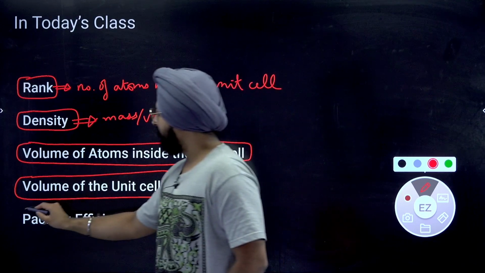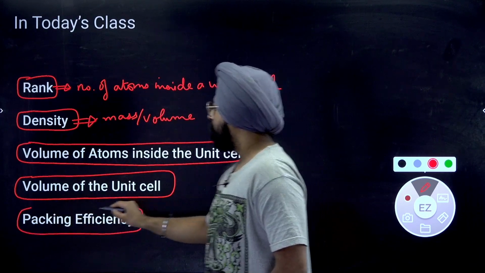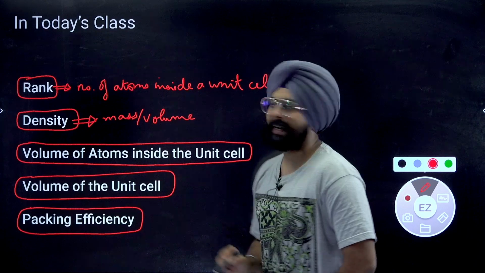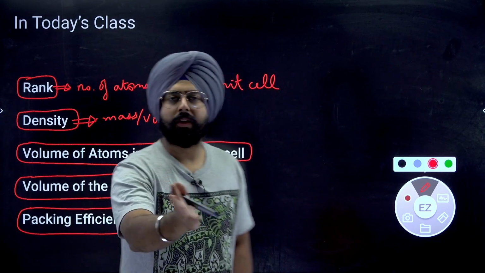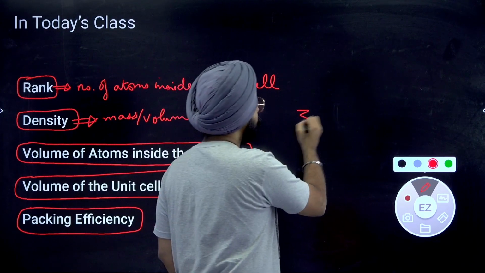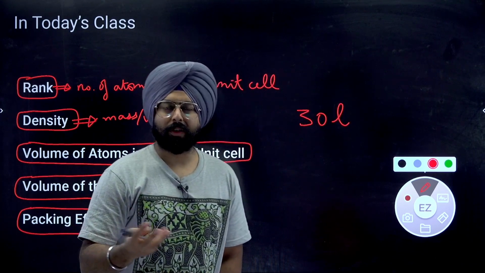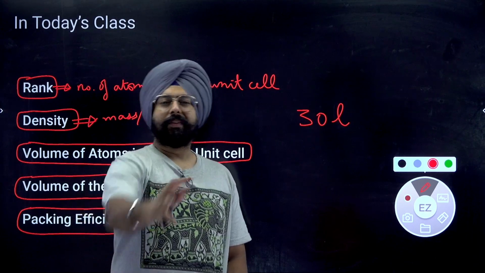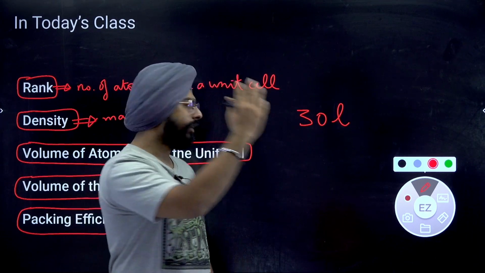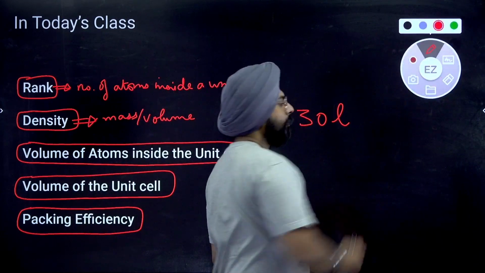And finally, we'll come to something very interesting called packing efficiency. Let me give you an idea of this. Well, let's say you have a bag or a backpack of 30 liters. Whenever you buy a bag or a backpack, it always says that the capacity of the bag is this many liters, okay? So 30 liters, let's say, is the capacity of your bag.